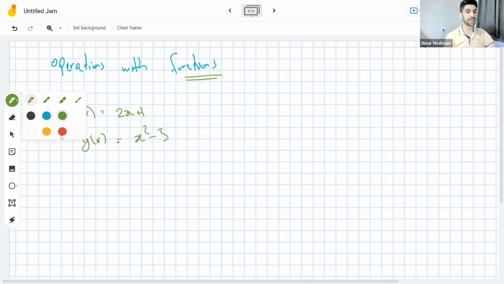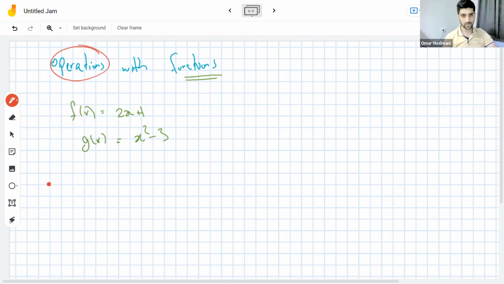Okay, by operations, I mean adding, subtracting, multiplying, dividing. So first of all, I'm talking about adding. If I'm saying f plus g at a value of 2, whatever, basically what you will do is find the value of f(2), and find the value of g(2). And I just told you how you find them. You go to f and substitute each x by 2.